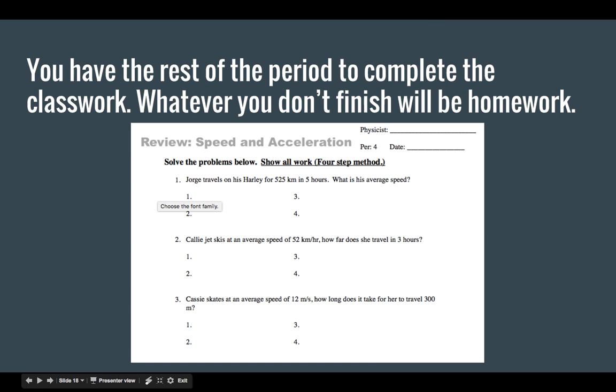All right, for the rest of the period today, you need to finish your classwork. The first side is all review. It's speed calculations. So 4-step method, this one's asking for speed. This one is asking for distance. This one is asking for time. So for step 2, for all of these, you need to write down a different equation. So you need to look back at your notes. What are the right equations?